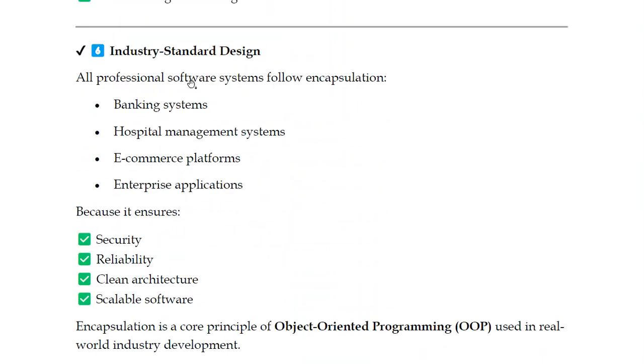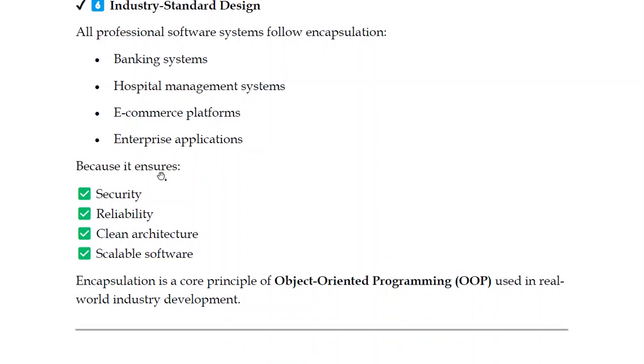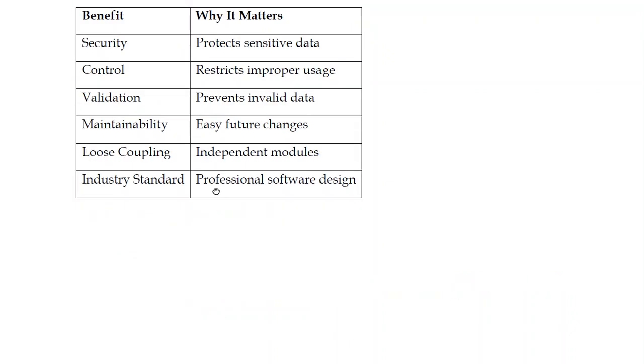Next, industry standard design. All professional software systems follow encapsulation. Banking systems, hospital management systems, e-commerce, enterprise applications, healthcare, whatever it is, they will follow this. All professional software uses these encapsulation concepts because we should hide some internal details. That is the important thing. It should not be accessed by outside people. Through authorized persons, the methods will be called. Because it ensures security, reliability, clean architecture and scalable software. All these things we have discussed now. So encapsulation is a core principle of object-oriented programming used in real-world industry development.